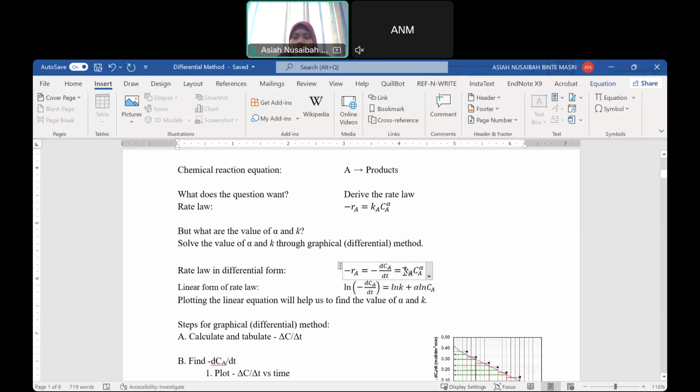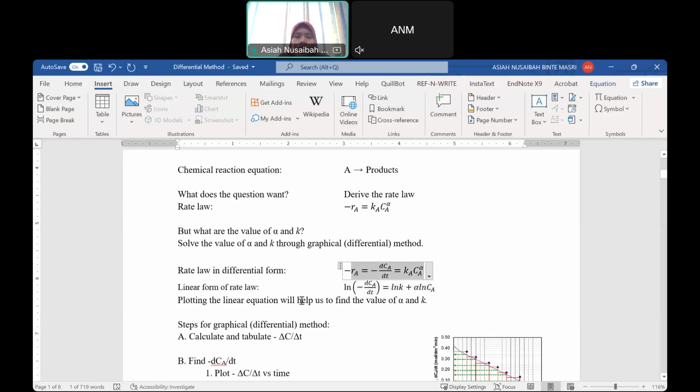So when we change to linear form, minus dC_A over dt equals to k C_A^alpha, change into ln. So we introduce ln. ln of minus dC_A over dt is equals to ln k plus alpha ln C_A. For this derivation, I've already shown in the previous video, so you can always go back to that video to figure out how to actually change from the rate law equation into the linear form of the rate law.